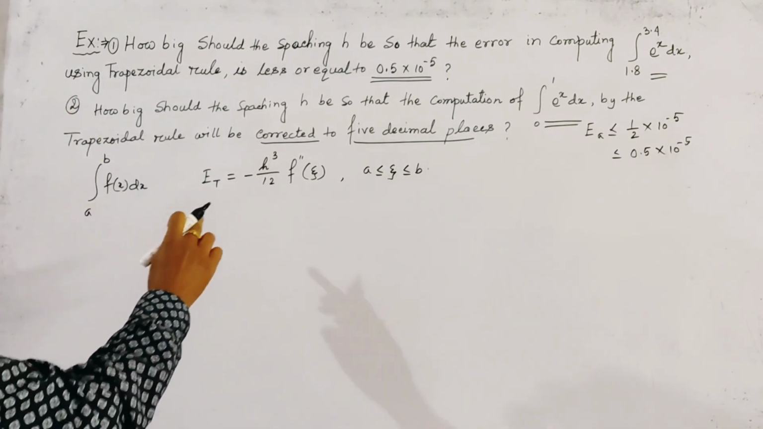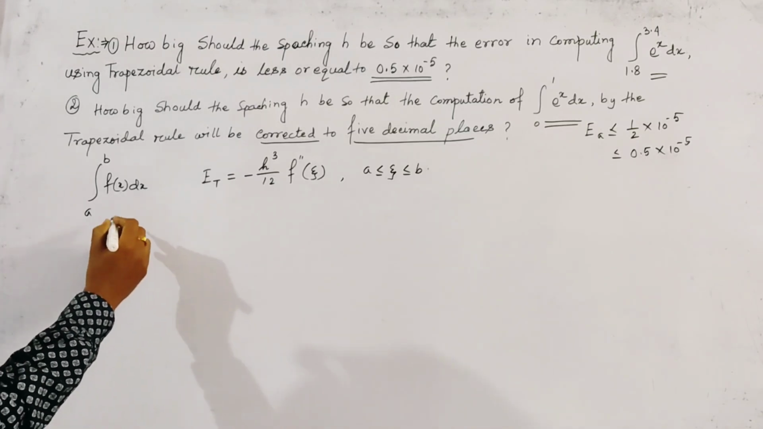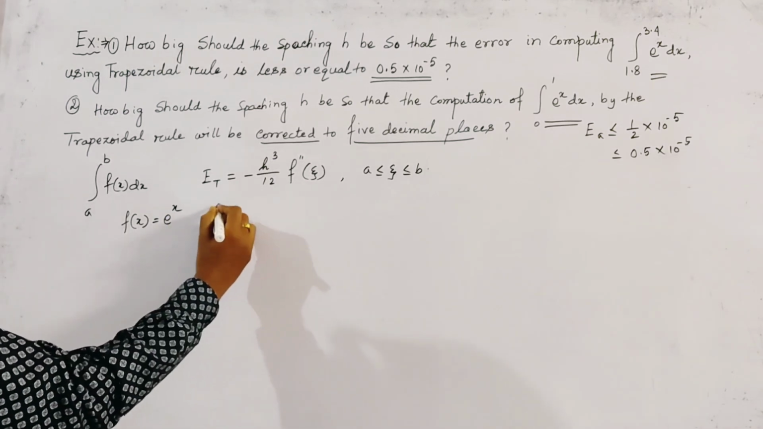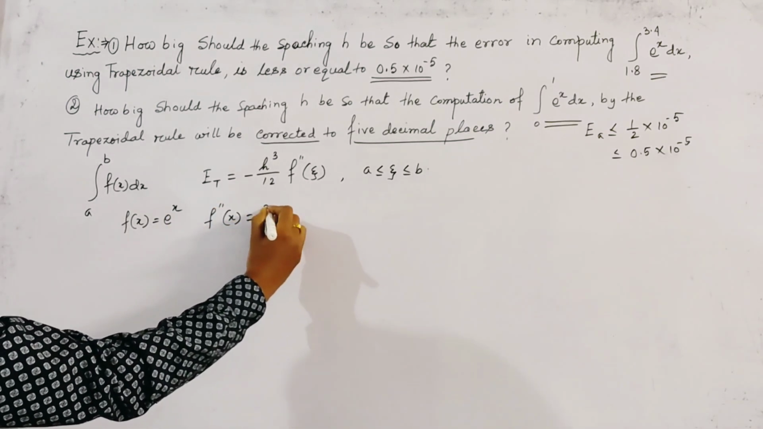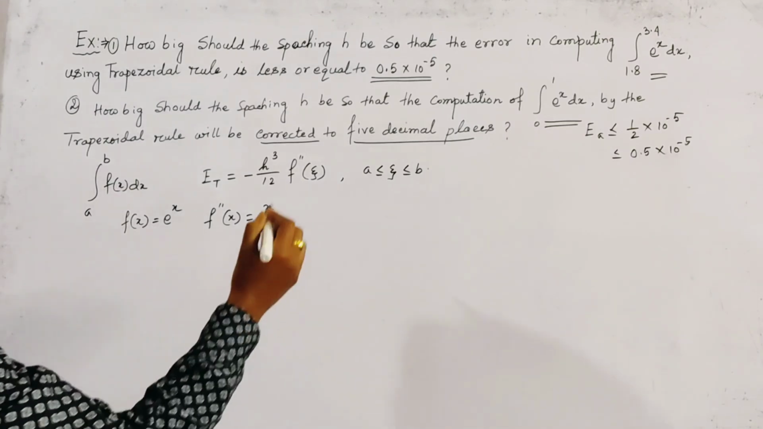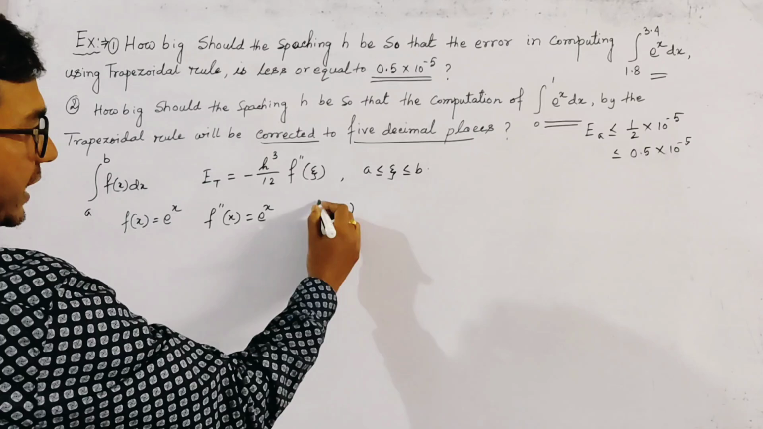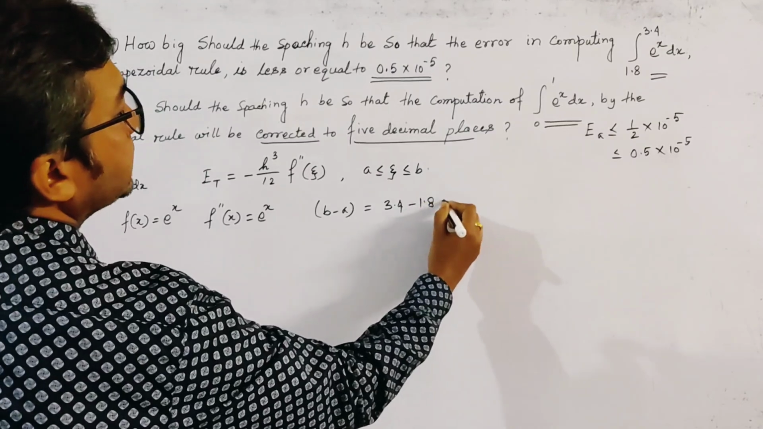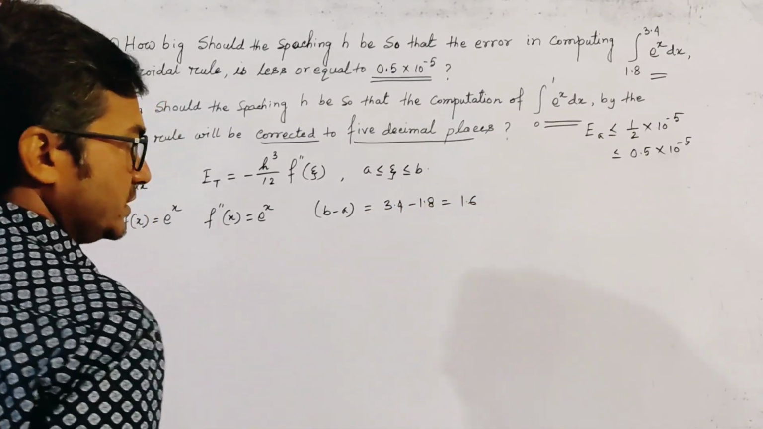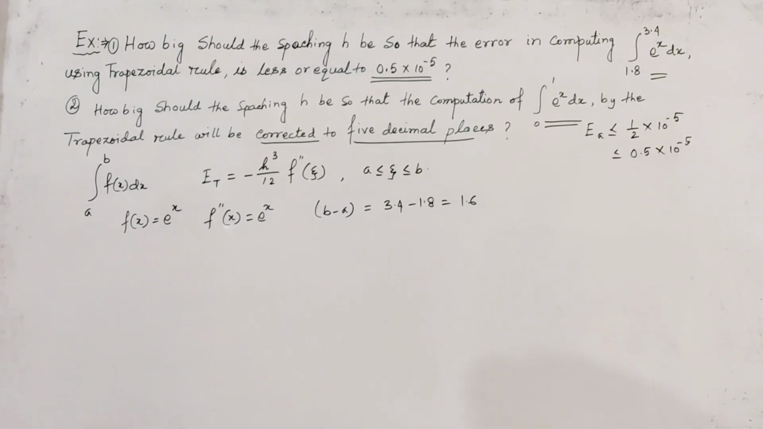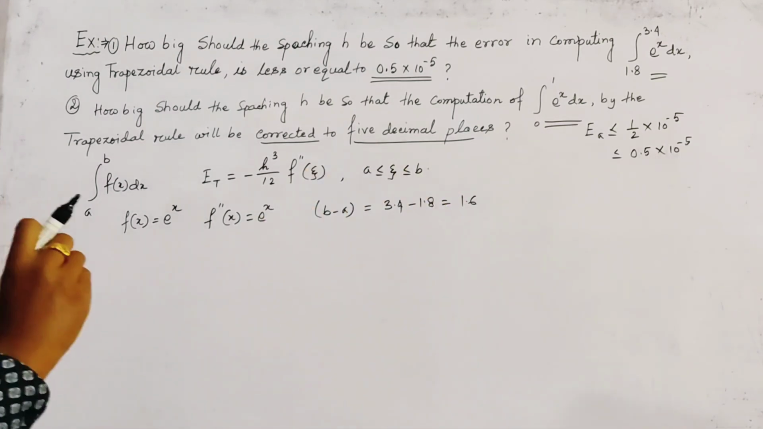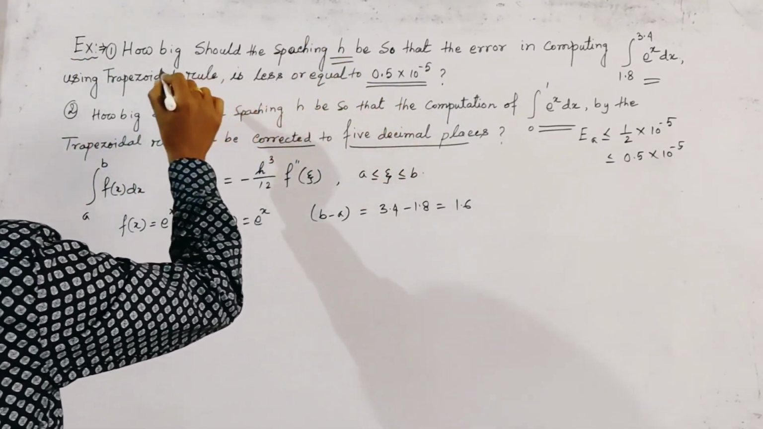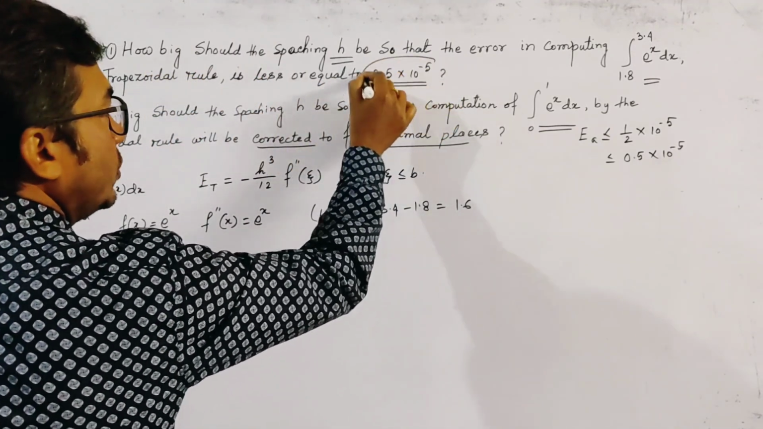Now for the first problem and the second problem also, f(x) is equal to e to the power x, so we get f double dash x, which is also e to the power x. Now for the first problem, b minus a is 3.4 minus 1.8, which is 1.6. So the length of the interval is 1.6. We have to find the spacing h so that the absolute error is at most this value.